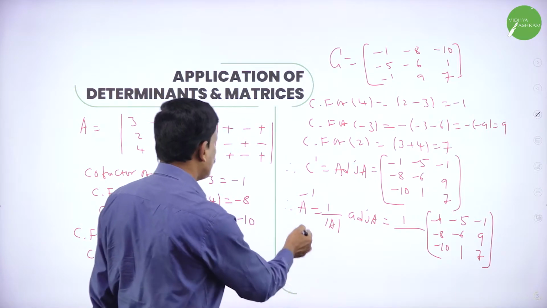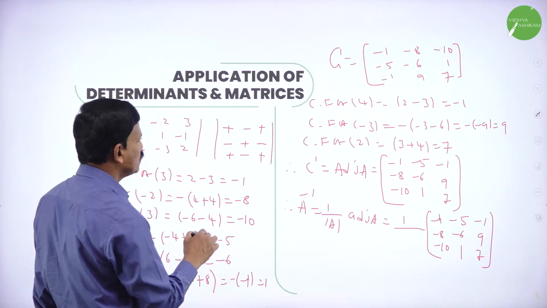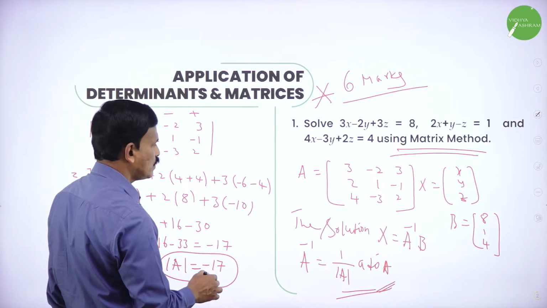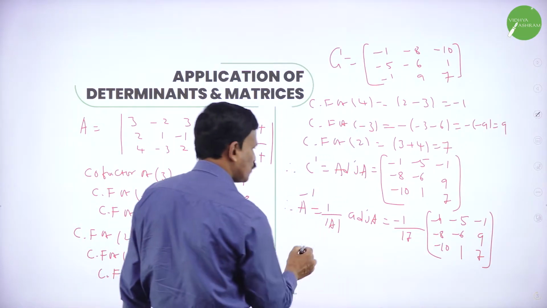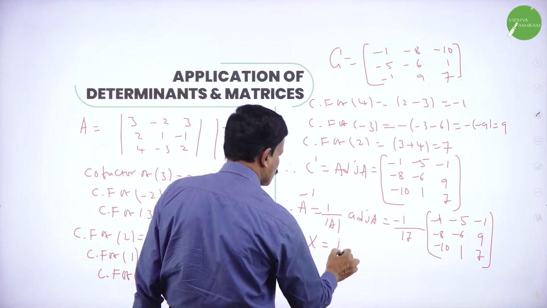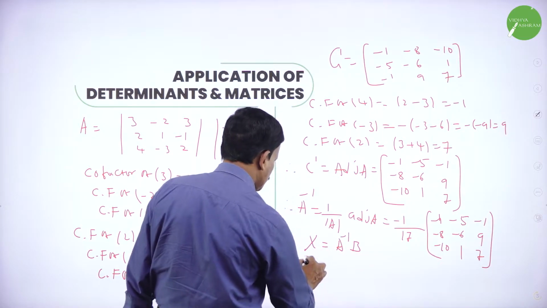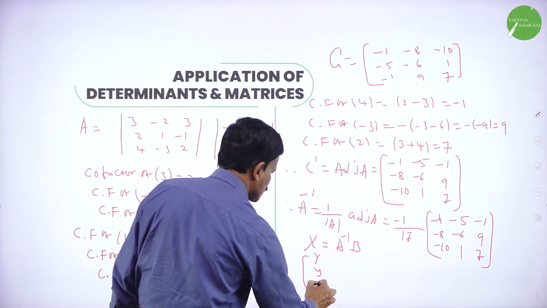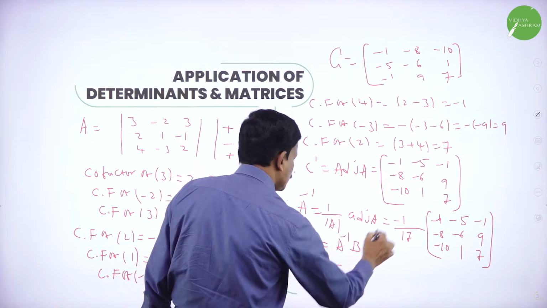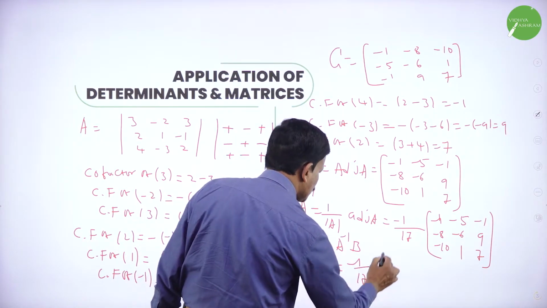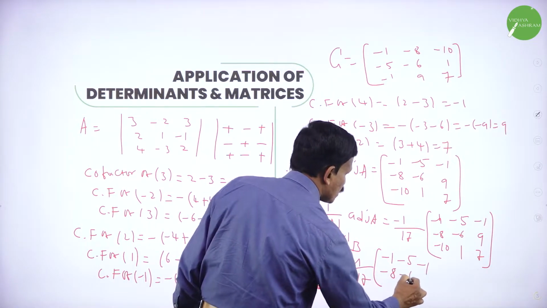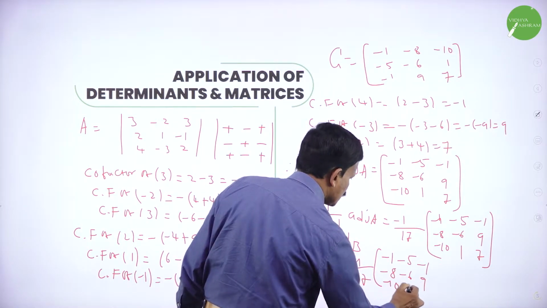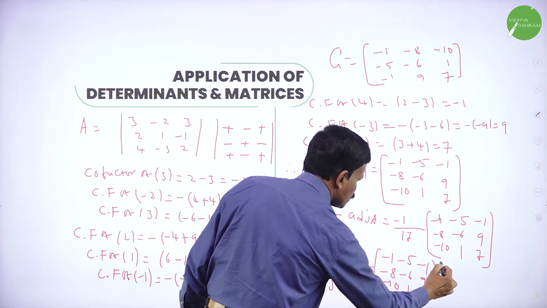What is the value of determinant of A from the previous step? So determinant of A is equal to minus 17. Now therefore the solution x is equal to A inverse into B. What is x? This is x, y, z is equal to A inverse, minus 1 over 17 times minus 1, minus 5, minus 1, minus 8, minus 6, 9, minus 10, 1 and 7 into D.